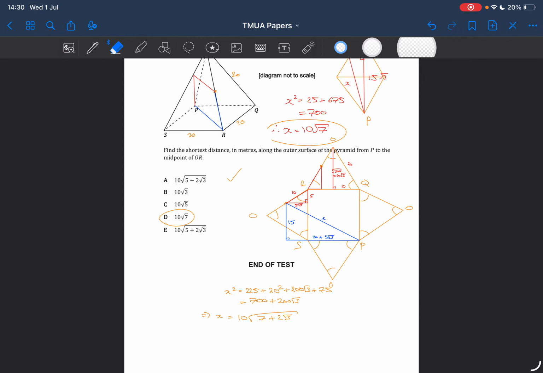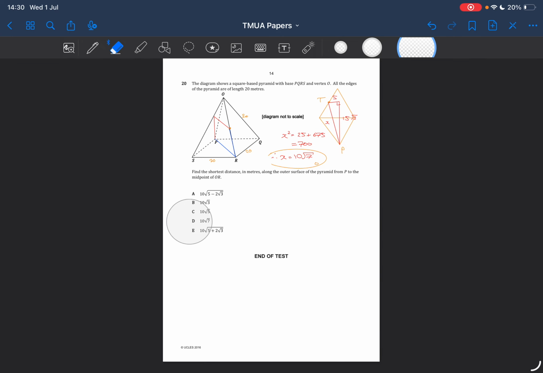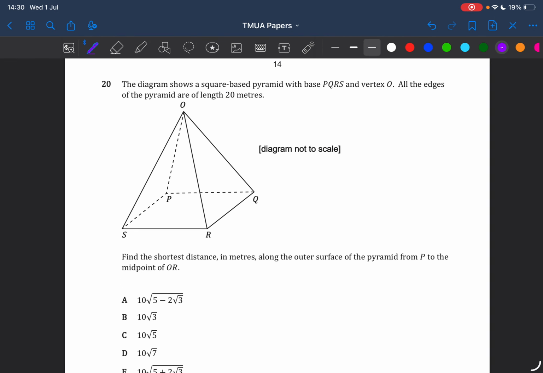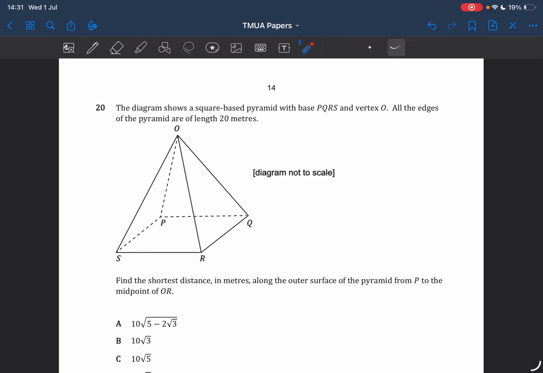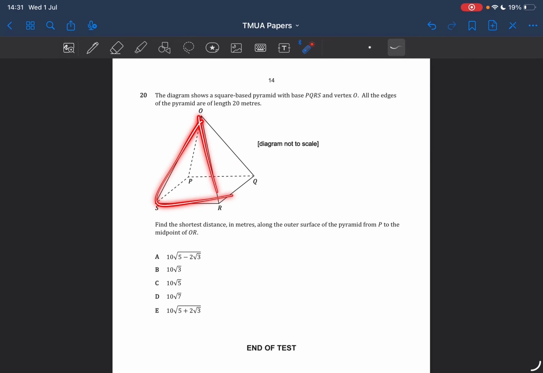Last one then. Oh yeah, this thing I had a look through before, and this thing was pretty grim. So let's try and do it from scratch and see what's going on. So the diagram shows a square-based pyramid with base PQRS, and this on the top. All the edges of the pyramid are of length 20. So that includes not only these bits, but these bits as well. So every single one of these triangles is an equilateral triangle, and then we have just a square on the bottom. Find the shortest distance along the outer surface from P to the midpoint of OR.